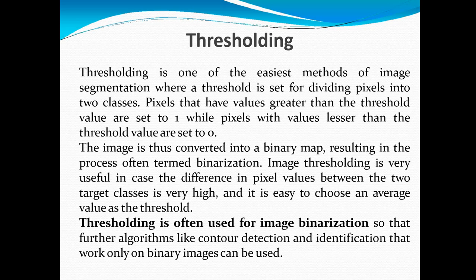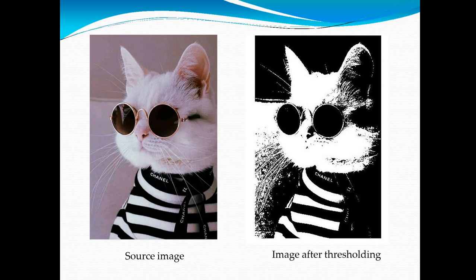Image thresholding is very useful in case the difference in pixel values between the two target classes is very high and it is easy to choose an average value as the threshold. Thresholding is often used for image binarization so that further algorithms like contour detection and identification that work only on binary images can be used. Here's an example of image after thresholding.